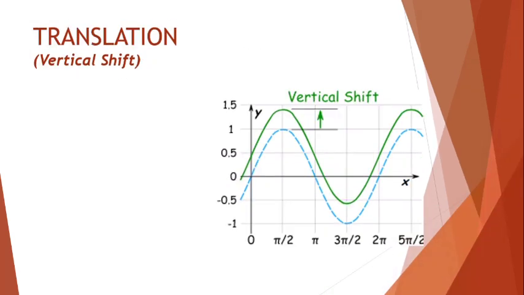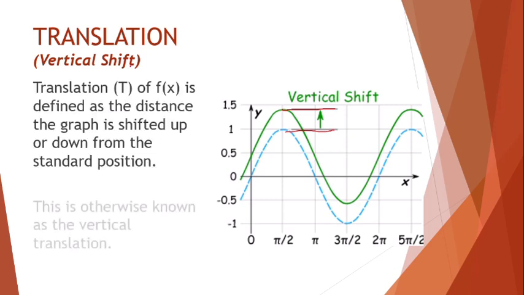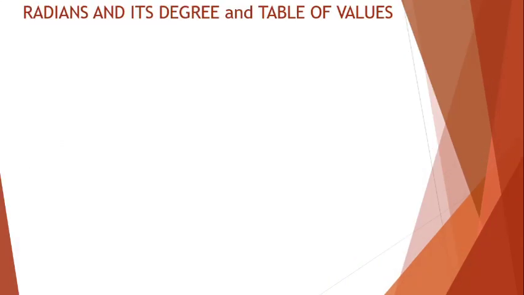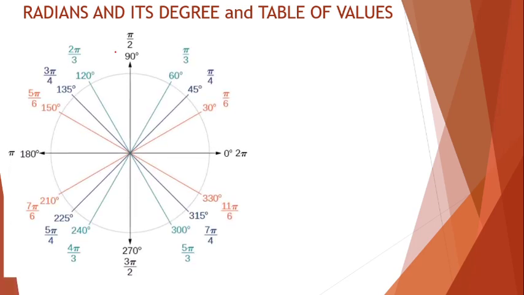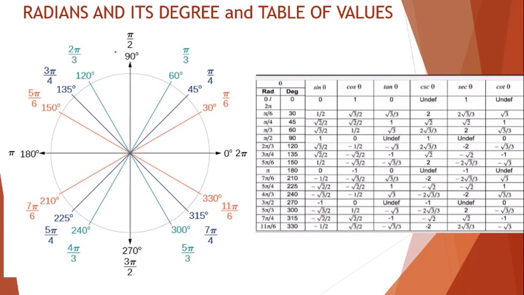Next, translation. I made a mistake in my discussion in my last video regarding the curves. That vertical shift, if there is a displacement or phase shift, this is the vertical shift, also called the vertical translation. I also posted recently about unit circles, so we also have tables of values that we can use.